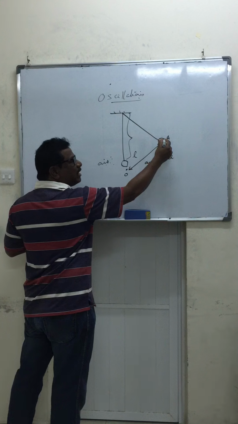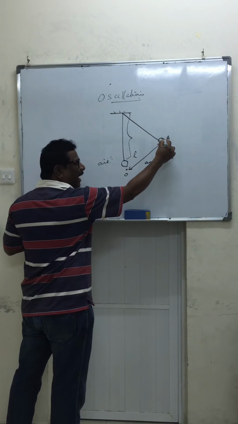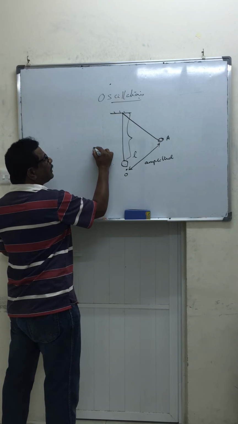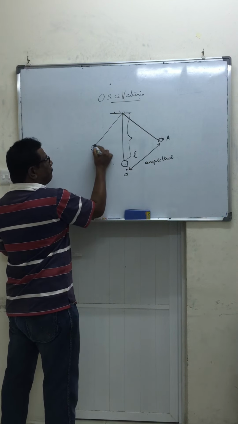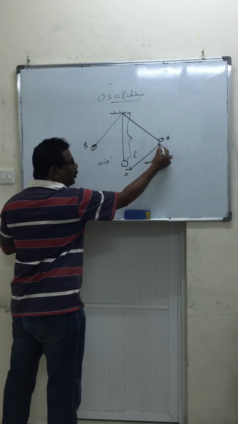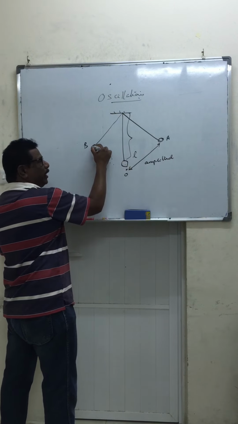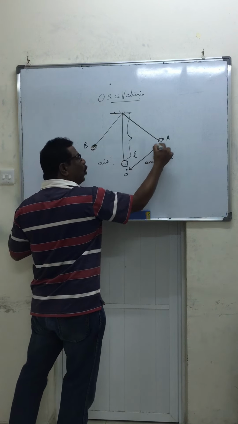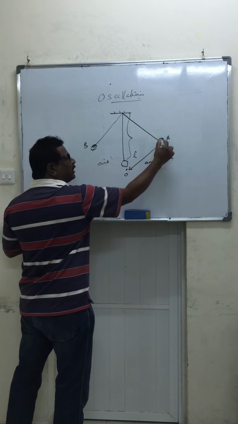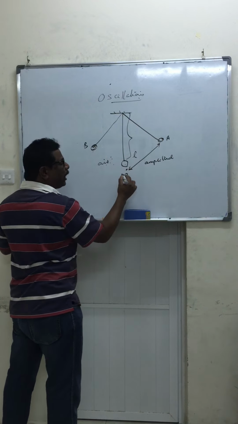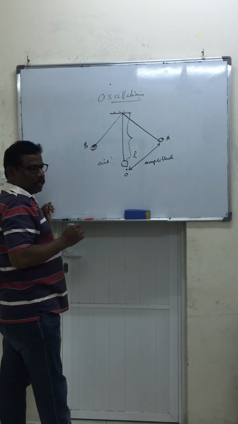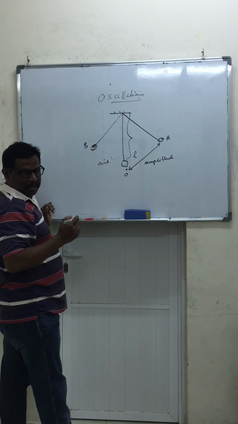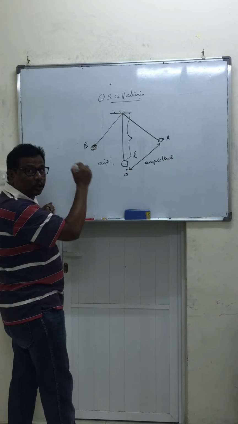When I release, the pendulum bob starts from A, reaches the point O, and then reaches the point B. From A to O, then O to B, and after that it will come back from B to O and O to A. So the bob is executing to and fro motion about a mean position. From this example, we will come to know what an oscillation is. Oscillation means a to and fro motion.